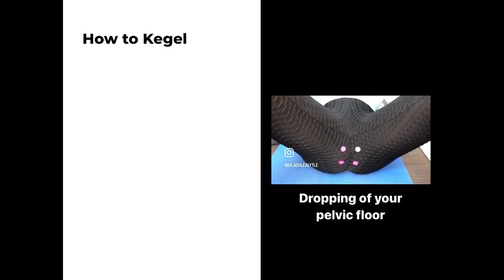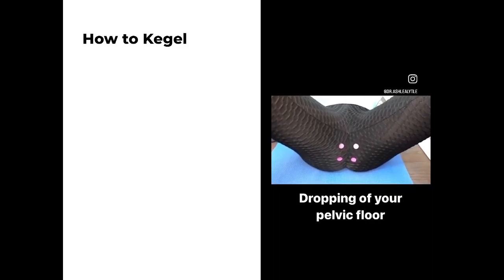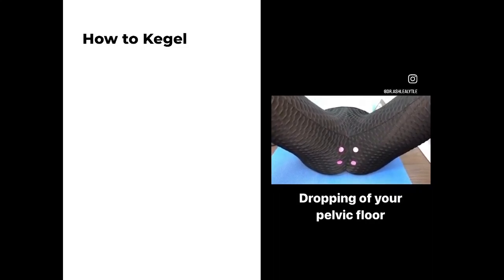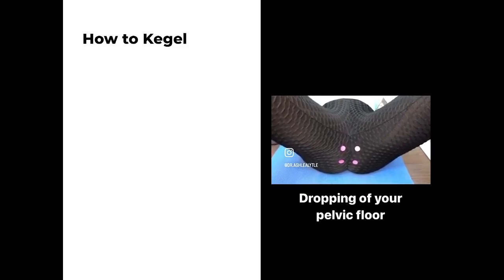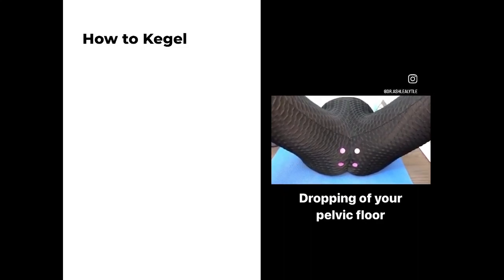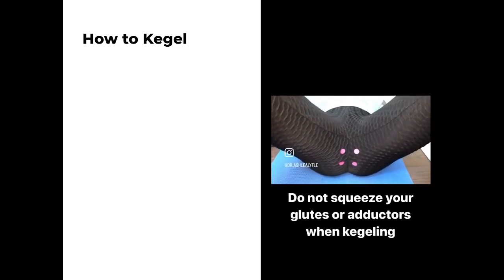Lastly, you should be able to drop your pelvic floor. So this is the opposite of Kegeling. You can see here as my belly rises, my pelvic floor drops down. This helps with pushing a baby out. This will help with constipation. Make sure when you're Kegeling, you don't squeeze your glutes or your adductors.